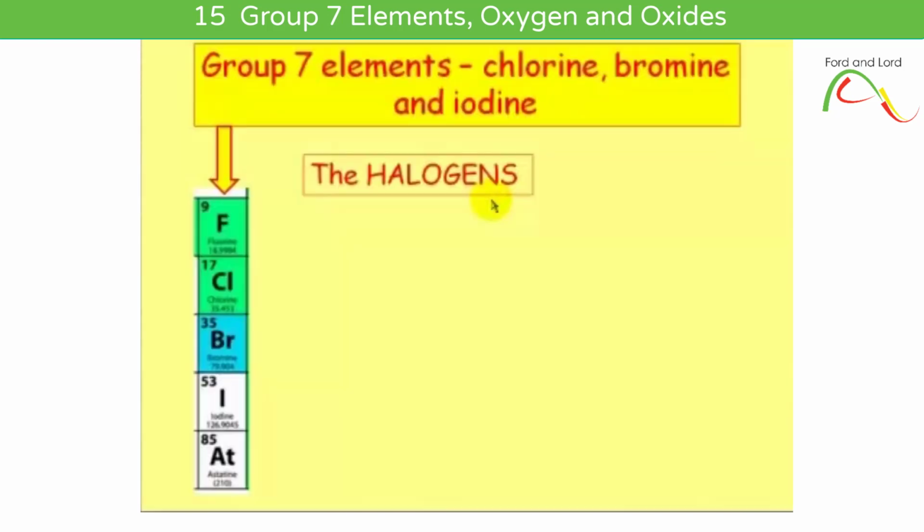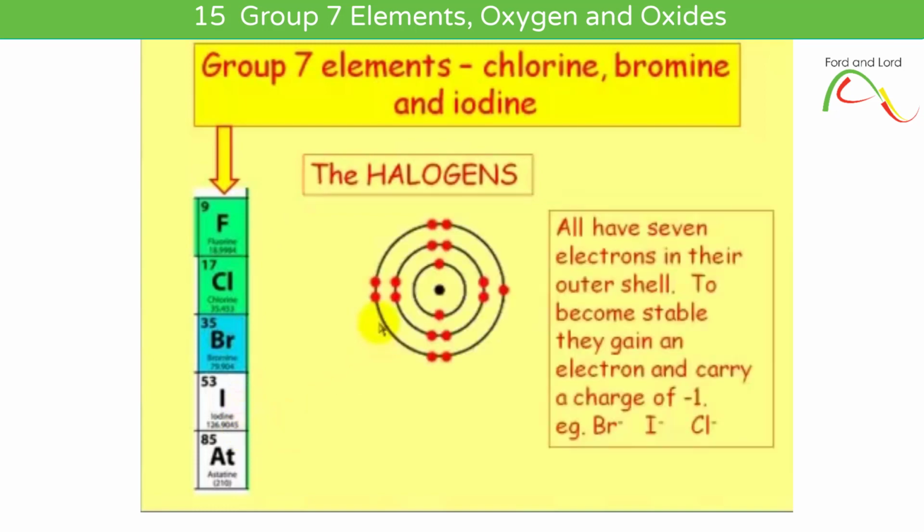Now the group 7s are known as the halogens: fluorine, chlorine, bromine, iodine, and astatine. Because they're group 7, they've got 7 electrons in their outer shell. This example here is chlorine. Remember, it's got 17, which tells us 17 electrons. That's 2, 8, and 7. To become stable, they need to gain an electron. So they gain the electron and carry a charge of -1. Remember, electrons are negatively charged, so you gain an electron, you gain a charge of -1. So you end up with the ions Br-, I-, and also Cl-.